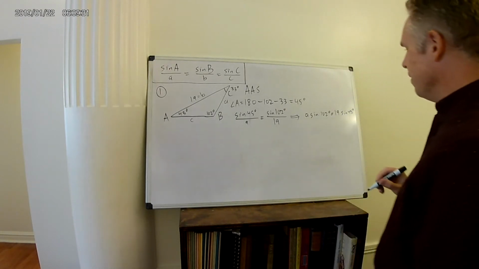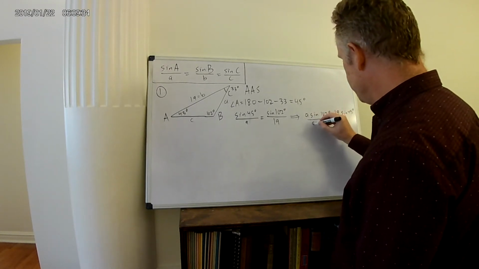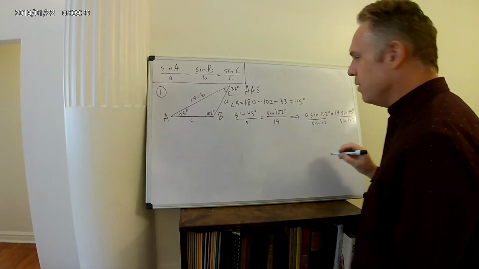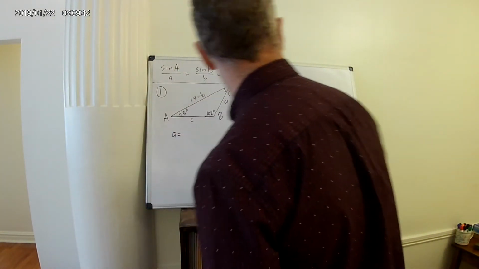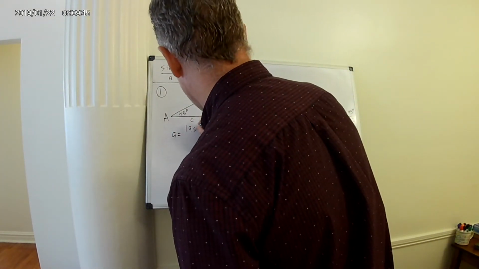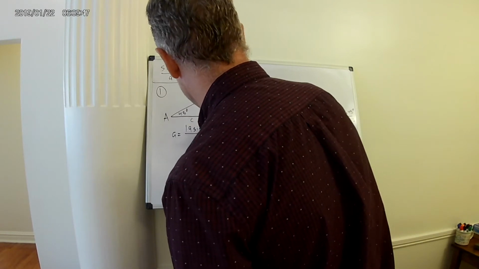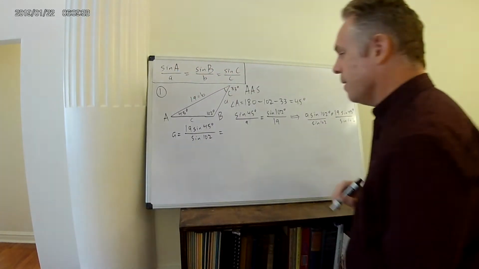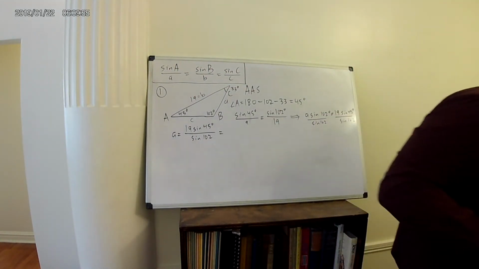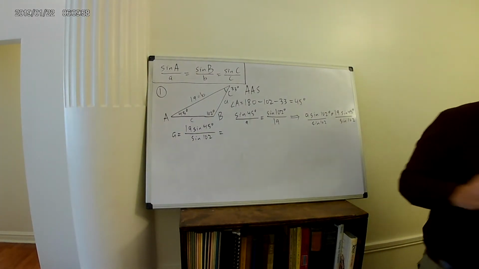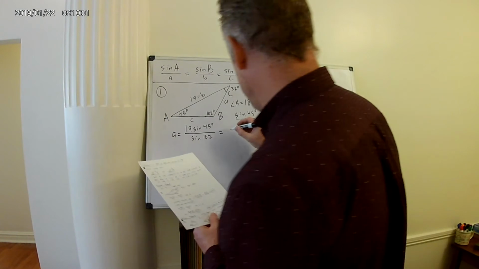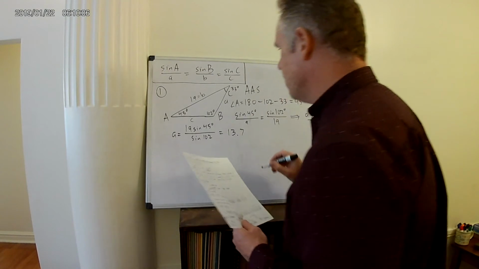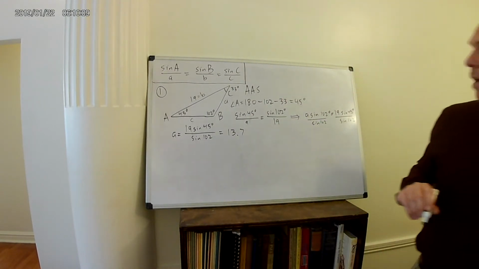The final step here is to divide both sides by sine of 102. And this leads me to isolate A. A equals 19 times sine of 45 degrees divided by sine of 102 degrees. Now I can plug this in my calculator, and if I do that, I will get side length A equals 13.7. So now I've got side length A.